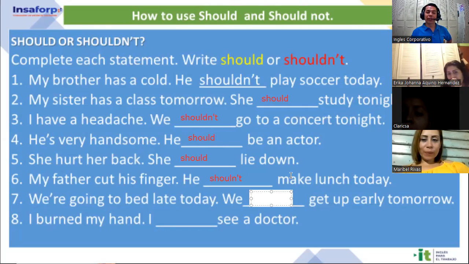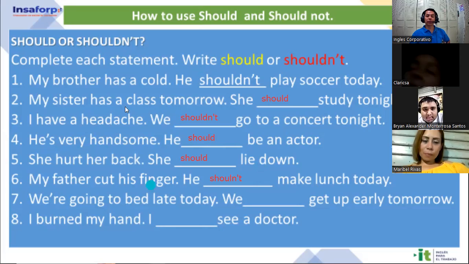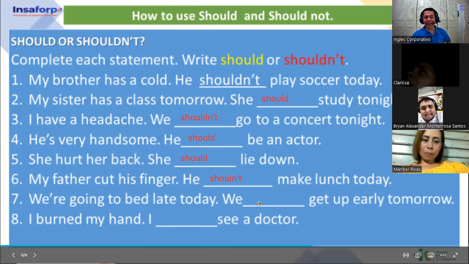Okay. Gracias. Esta noche, vamos a ir tarde a la camita, ¿verdad? Permítame un segundito. Ahí está, okay. We should get up early tomorrow, or we shouldn't get up early tomorrow. So the question goes to, and the Oscar goes to, Brian, please. Shouldn't. Shouldn't, correct. Nice.